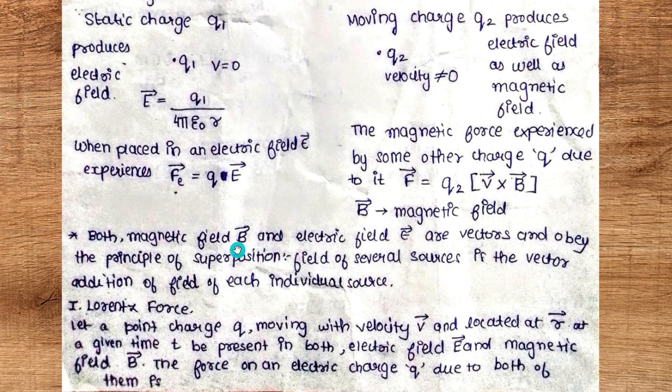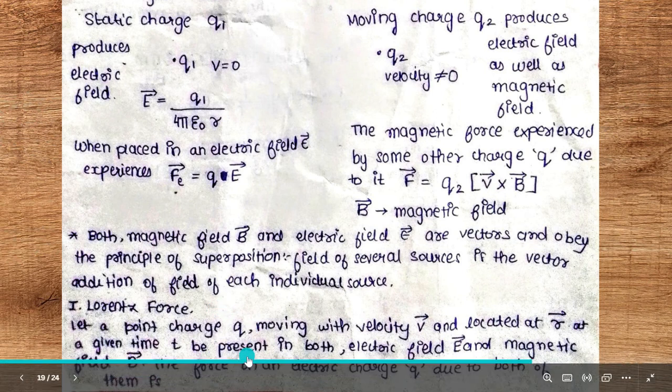Similarly, the total magnetic field is also the vector addition of all magnetic fields. That's all. Now coming to our first main topic of the chapter, that is Lorentz force. Let a point charge q moving with a velocity v bar and located at r bar at a given time t be present in both electric field E bar and magnetic field B bar.